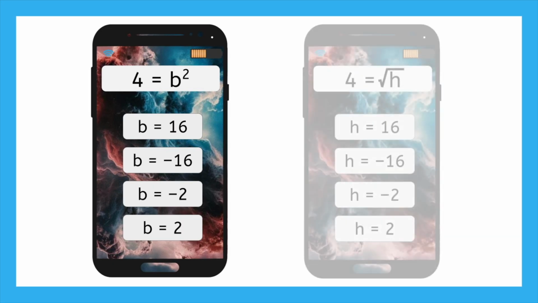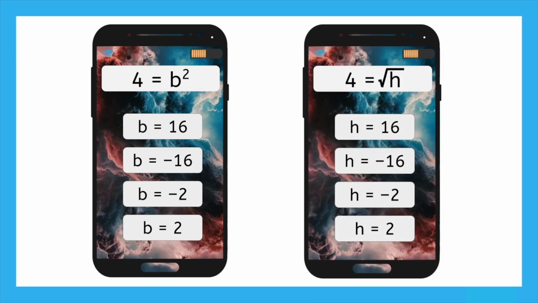Last level for now. We need to do these two and pick our answers. So let's go. The first problem is 4 equals b squared. The second problem is 4 equals the square root of h. Take your time and use the steps to solve these now.